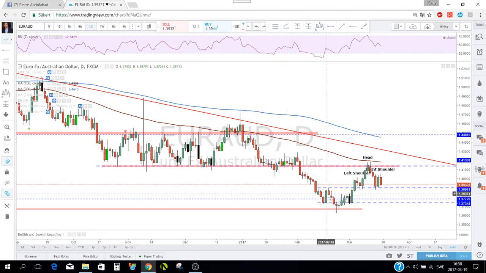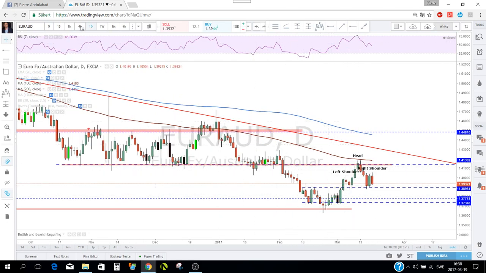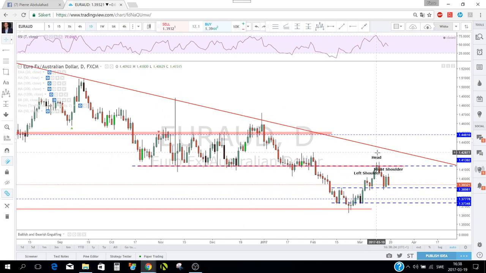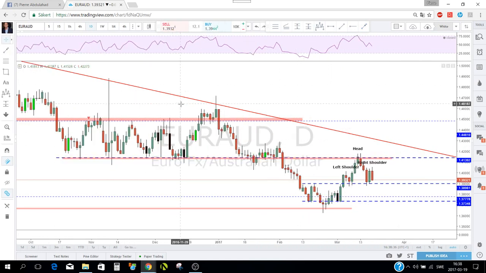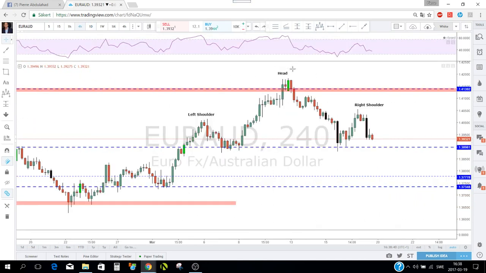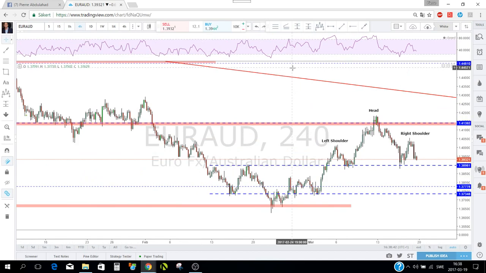We still have a lower low and another lower high, so we should keep looking for shorting on this pair until it shows us something else, and that something else should be a break to the upside like this before we change our bias on this pair. So for me, I'm still looking for short on this one, and let's go down to the 4 hour.